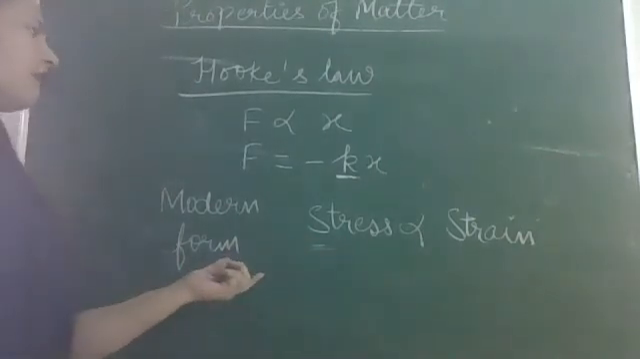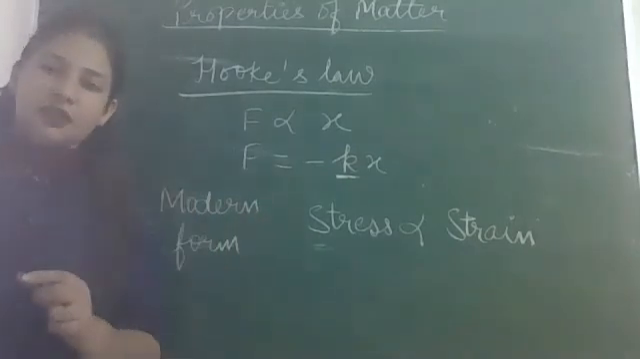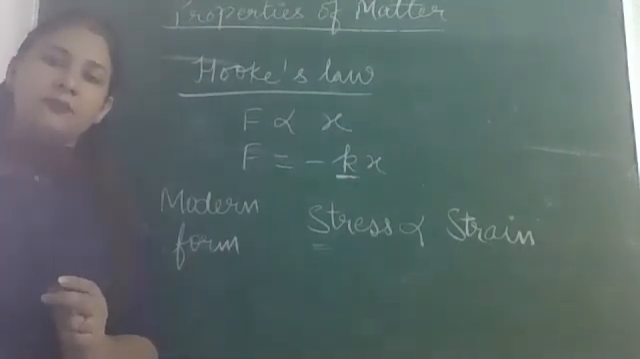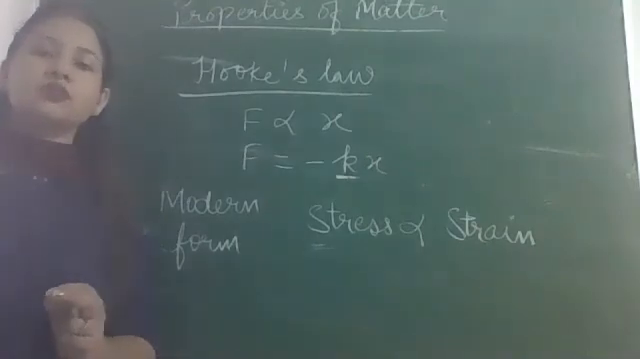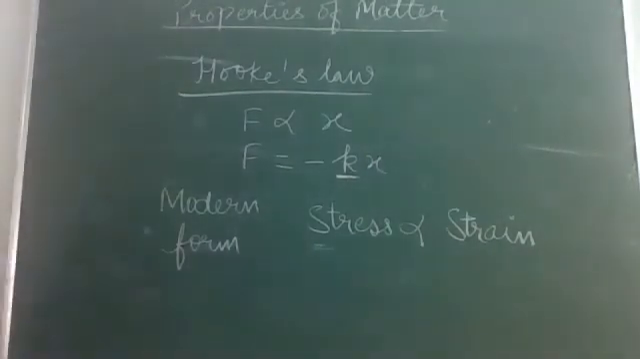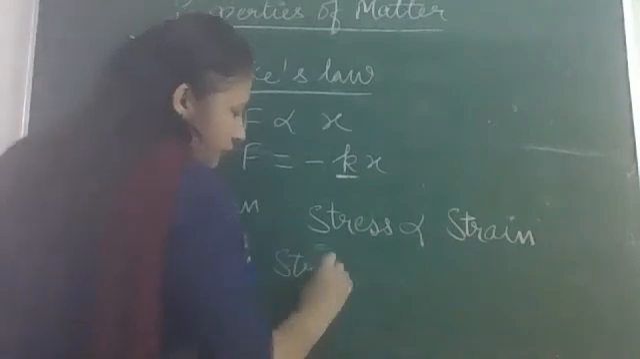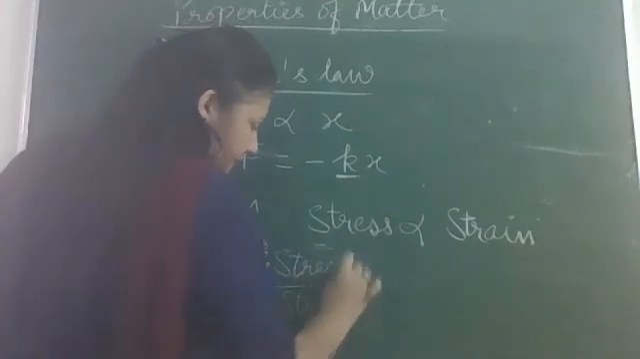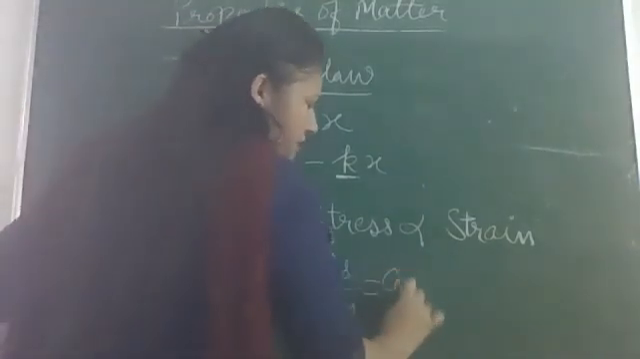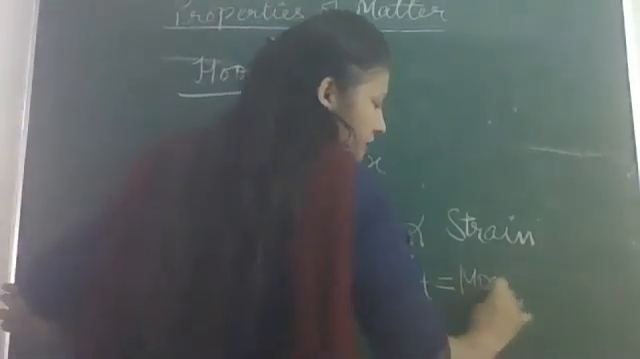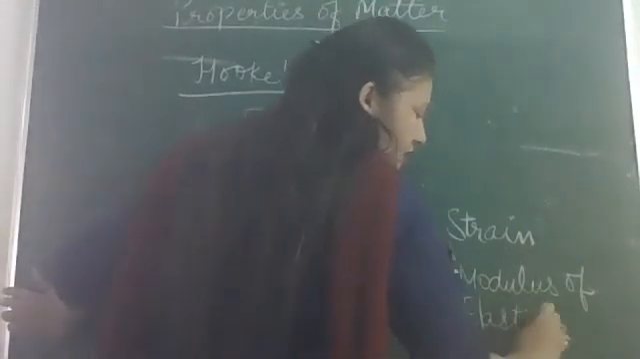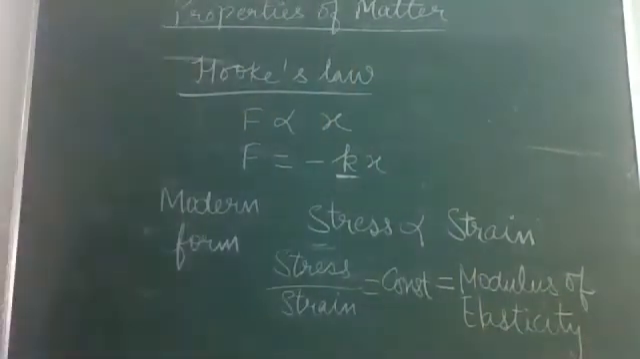So write down the statement of Hooke's law. Within elastic limit, stress is directly proportional to strain. Within elastic limit, stress is directly proportional to strain, and when we divide this, there is a constant: stress upon strain is equal to constant, and that constant is called modulus of elasticity. So the ratio of stress to strain is called modulus of elasticity. Remember this.